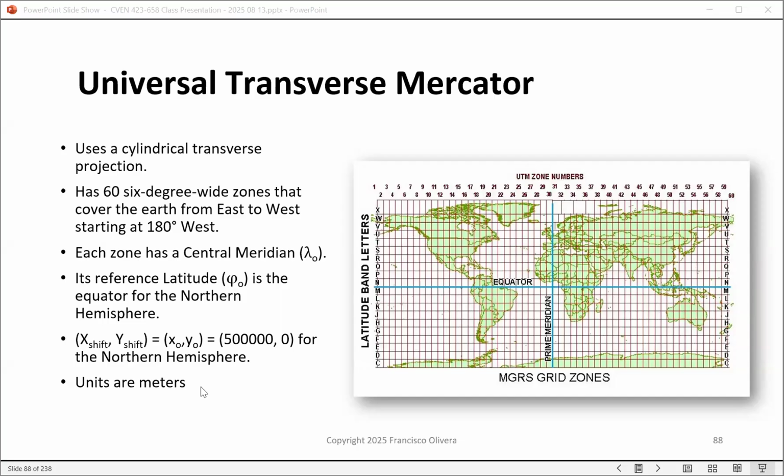So for example, for Central Texas, a good projection would be UTM zone 14, northern hemisphere. All the parameters of the cylinder, where the cylinder should be located, all that is already determined by the fact that it's going to be zone 14. All the parameters are already prepared as a package. Universal Transverse Mercator is used almost all over the world. In the United States, it's less used, but it is also used.